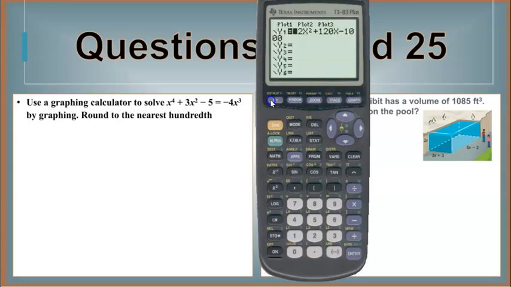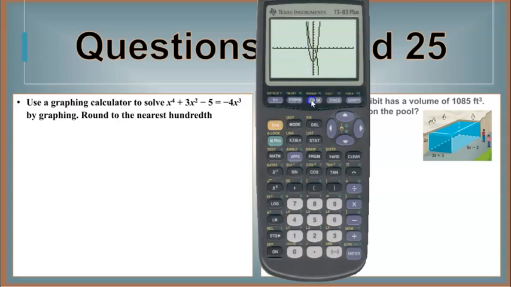So we are in our y equals, just clear what we have, and it's going to be x raised to the fourth power plus 3x squared minus 5. That's going to be one function, and the other one's going to be negative 4x to the third. And then we're going to graph this, but to go back, I'm going to hit zoom number 6 to go to standard form here. So that's the first function. The other one is right here.